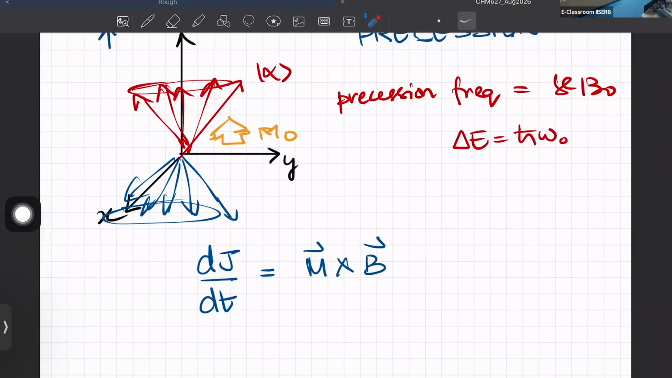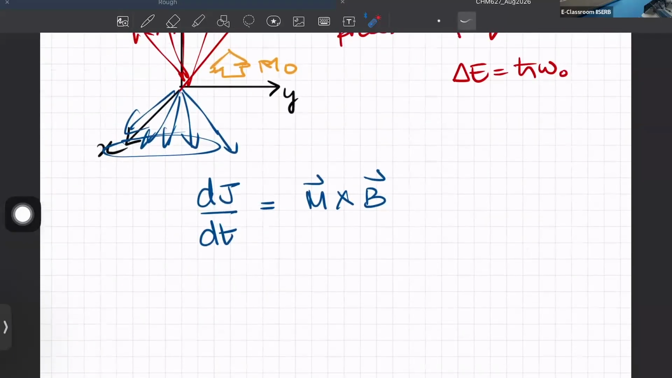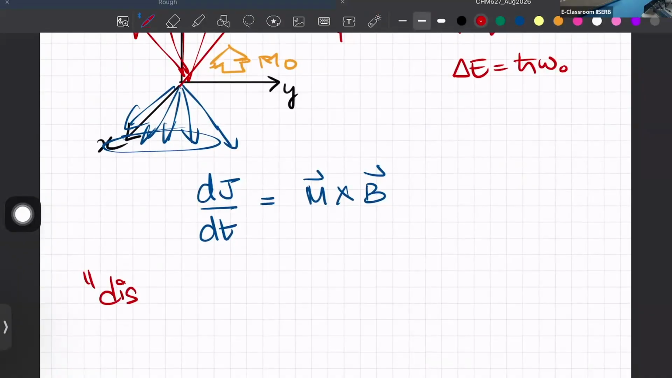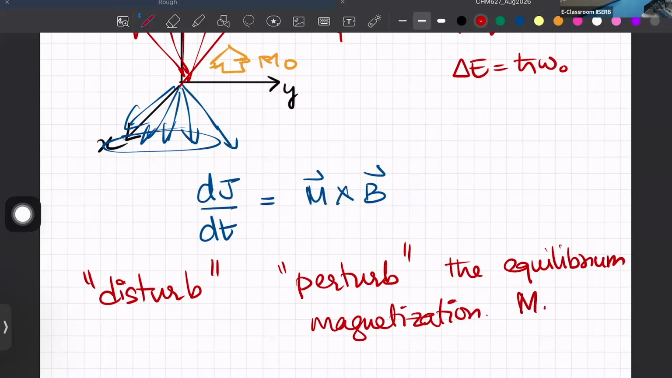Does that make sense? But in its current form, which is a bulk magnetization that is parallel to the static magnetic field, there's no change of angular momentum. Therefore, that's going to remain static. So what do you have to do? You've got to disturb, or in more technical terms, perturb the equilibrium magnetization, M naught. Because unless you disturb it, you're not going to make a measurement.